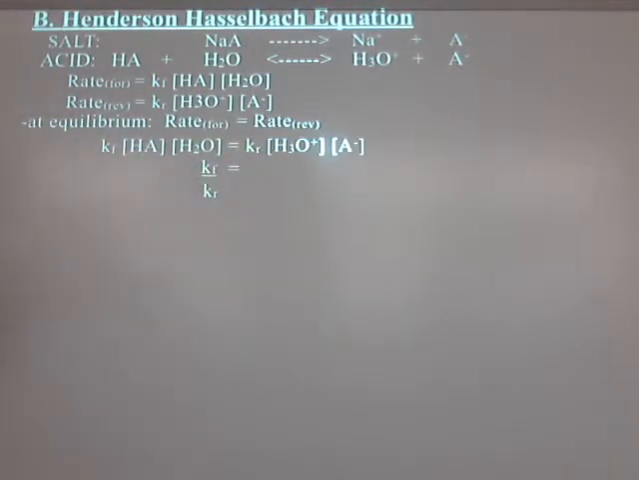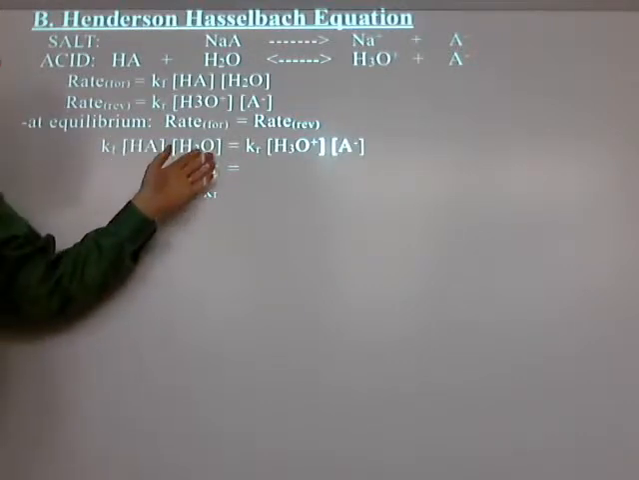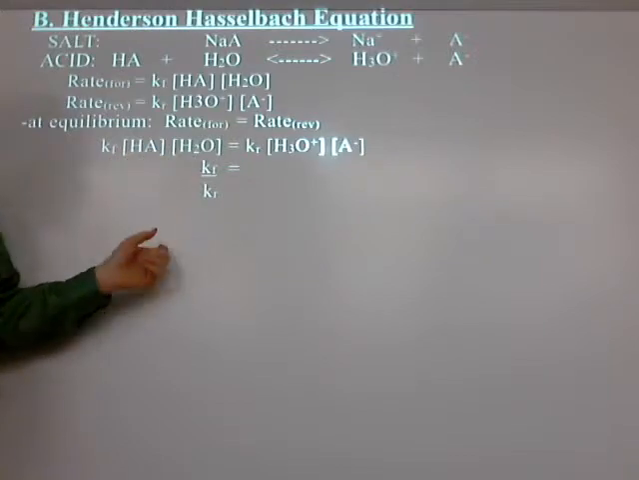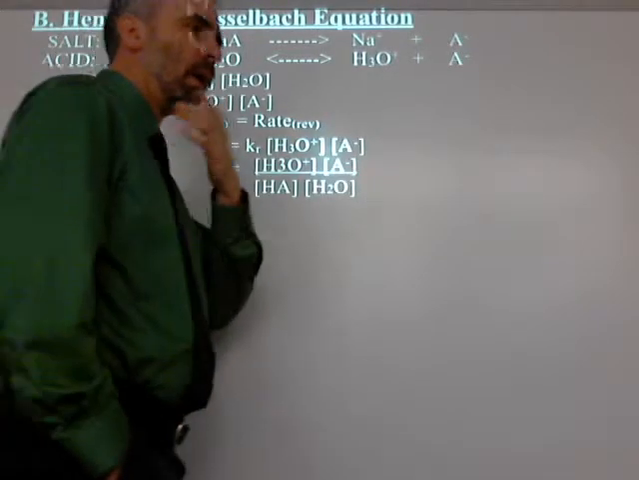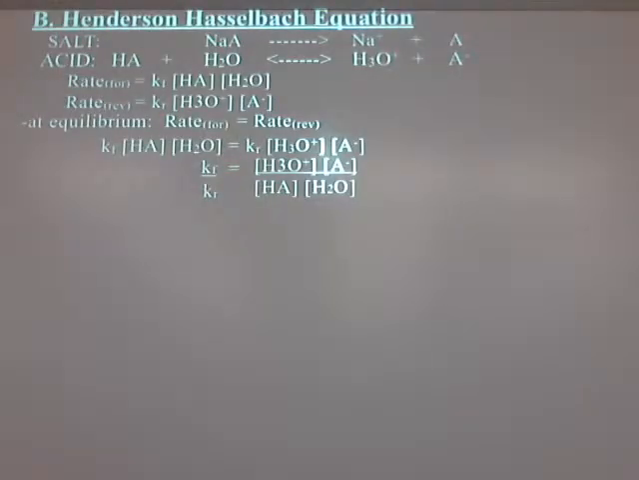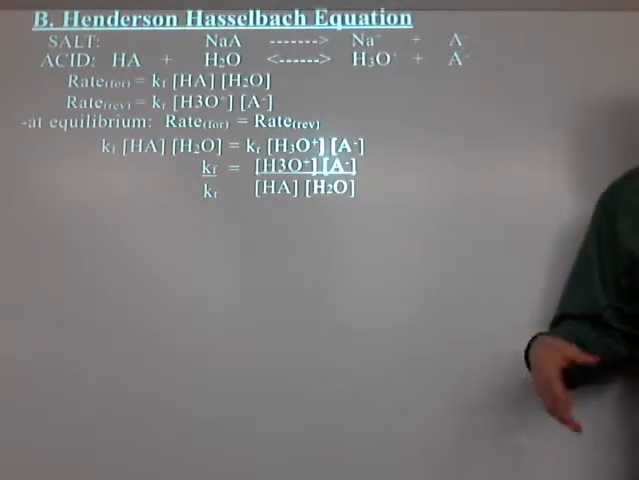That gives me KF over KR, right? And I also have to divide both sides by HA and water to get rid of them on this side, right? So I get that. So everybody understands so far? And you should. This isn't the first time we've seen this. This isn't the second time we've seen this.